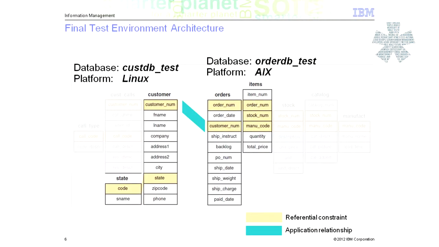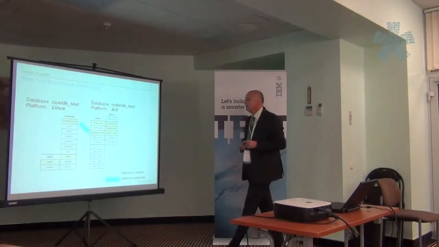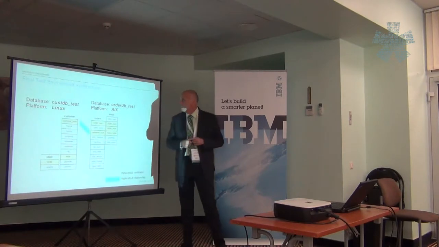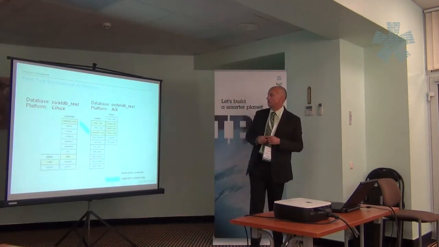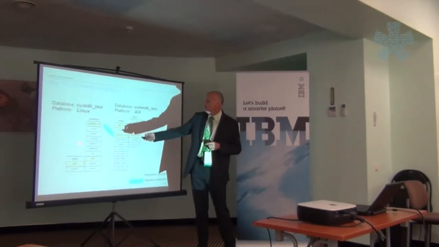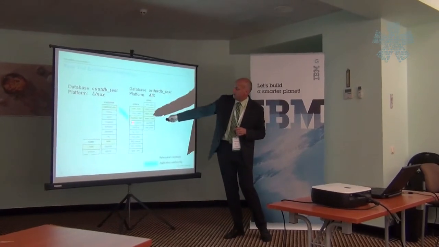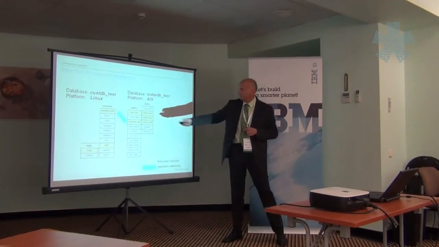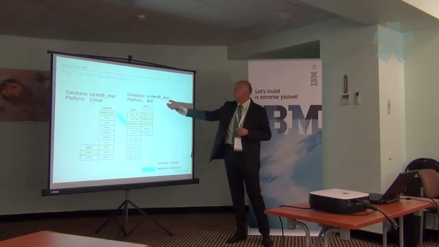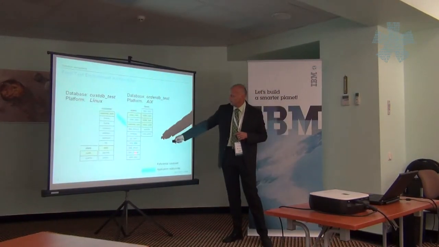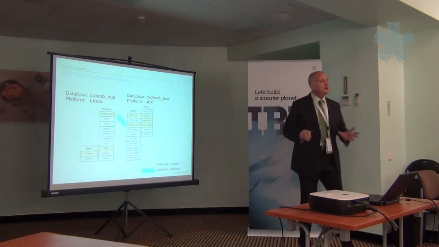Our goal is to create the final test environment. It is not visible here, but I slightly shadowed the original tables, though it's not visible on this screen. What is important, our test environment will contain a subset of tables. The subset will be only customer and the code table state. We need to preserve the relationship between these two tables, and the database OrderDB test will contain orders and items. It will be our test database.